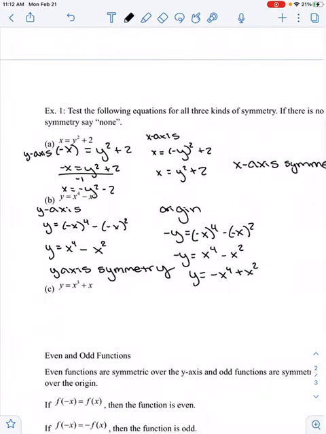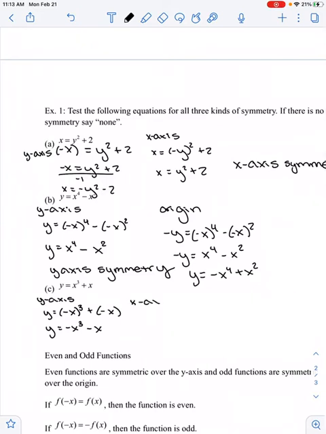So y equals x cubed plus x. So let's test out y-axis to start. So y equals negative x cubed plus negative x, which is a negative to the third power stays negative, and a positive times a negative is a negative. That doesn't equal the original, so not y-axis.